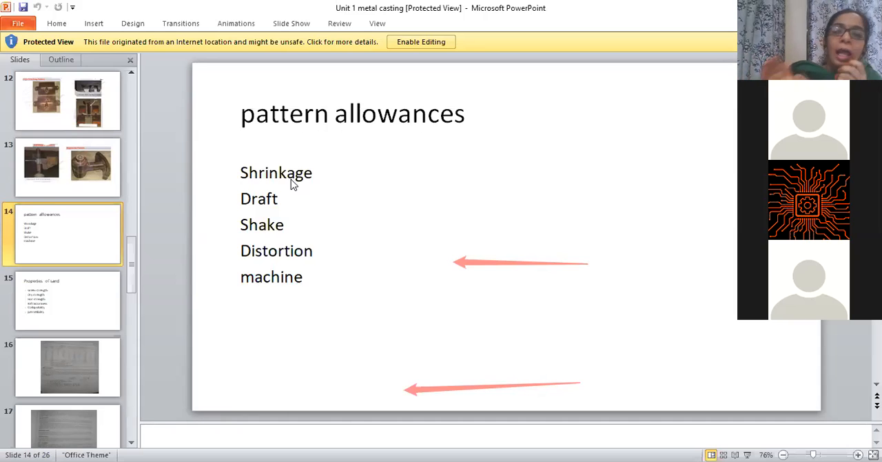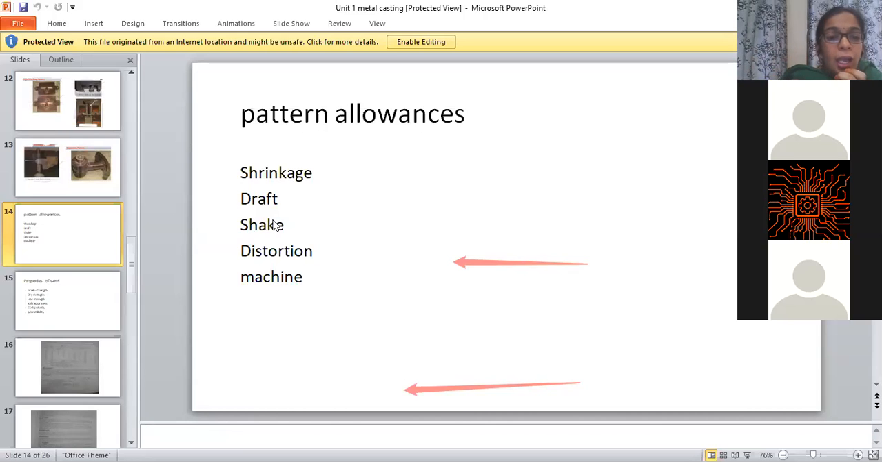For aluminium, the allowance will be different. For steel, the allowance will be different. The second one is draft allowance, as we discussed. When you remove the pattern from the sand, you will have a jerk. So that's why you will give a tapered angle, an extra angle, for the pattern. All these allowances you will give when you design a pattern. Remember it, when you design the pattern, you will give an extra allowance.